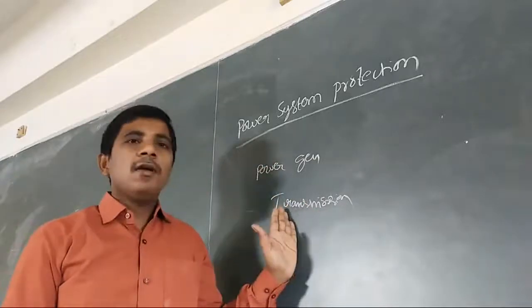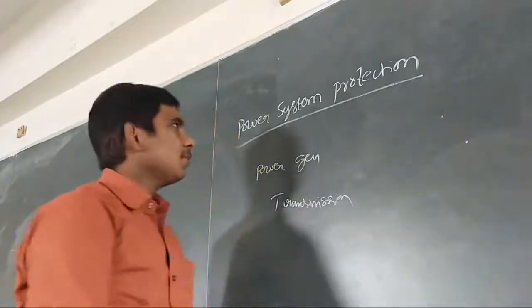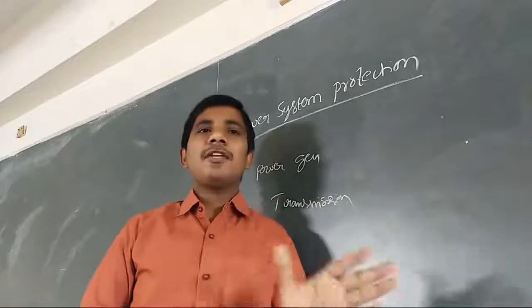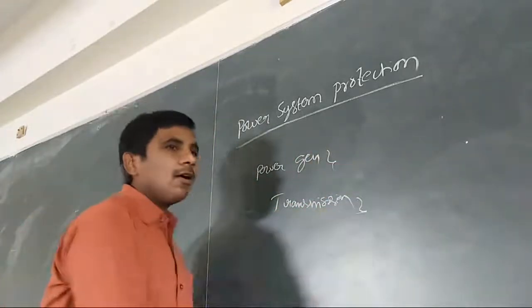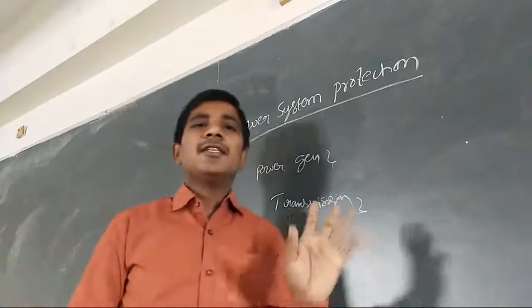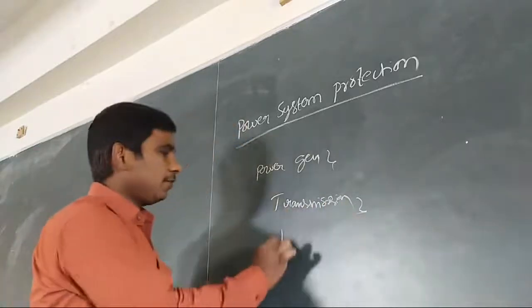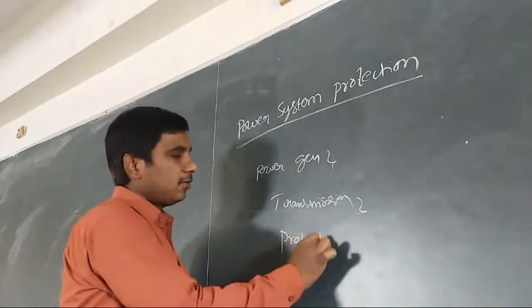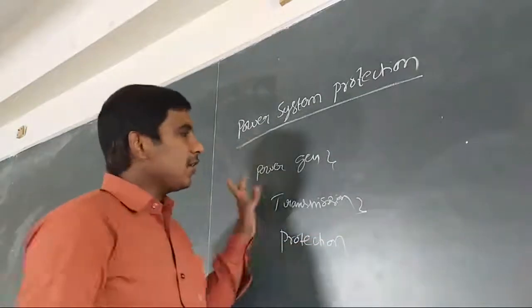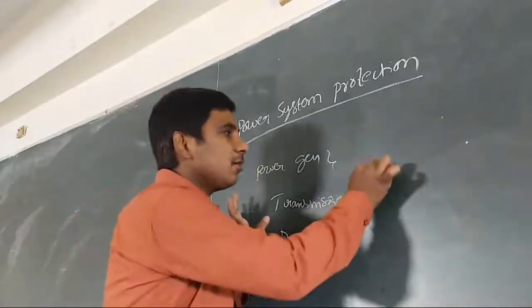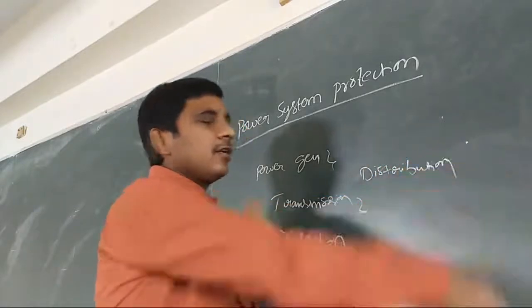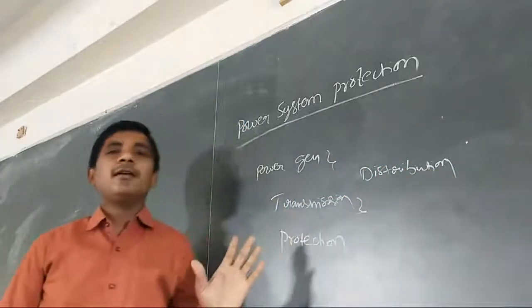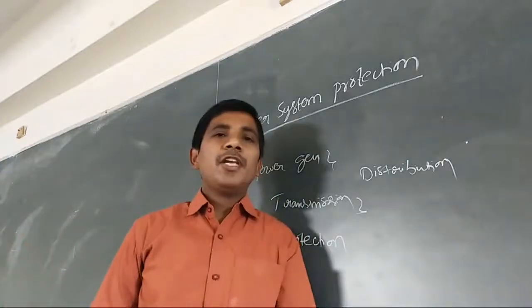Generation, transmission. Now we go to another part of the power system: power generation, transmission and distribution. For all of these to work effectively, we require protection. A protection is required.